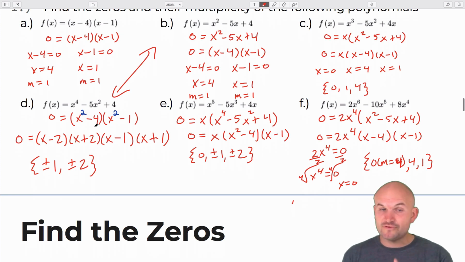But again, be careful. Don't say the zeros are 4 and -1. That's another common misconception students will make here, because these are not in linear factored form, right? This is x squared and x squared. So if it's a linear factorization, x needs to be to the 1st power. So I recognize I can factor these down by difference of two squares to be x minus 2, x plus 2, x minus 1, x plus 1. Therefore, using the zero product property and finding my zeros, I get my zeros to be plus or minus 1 and plus or minus 2.